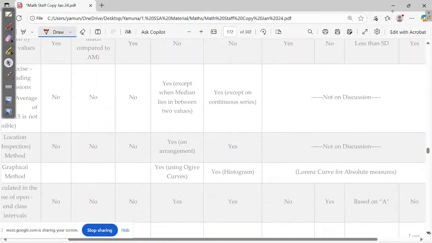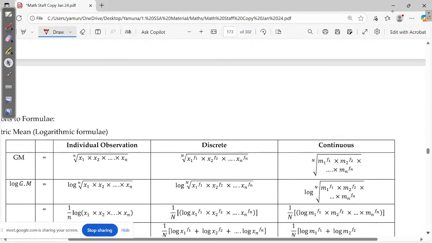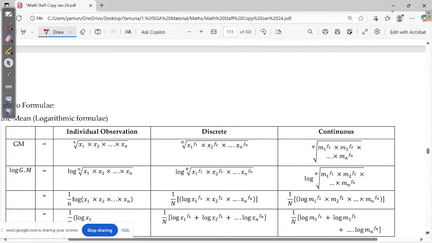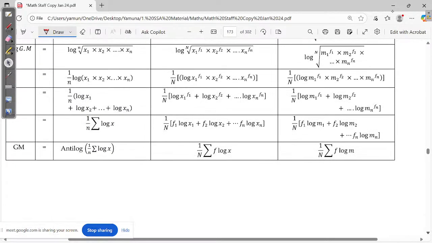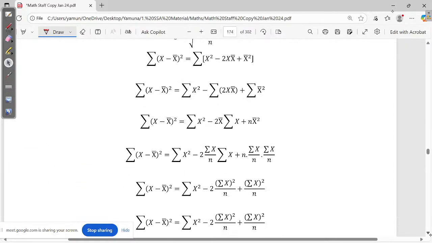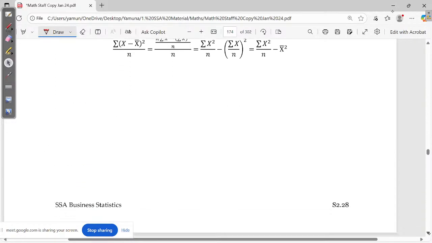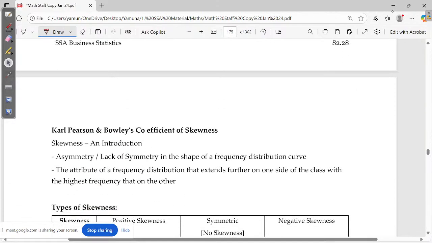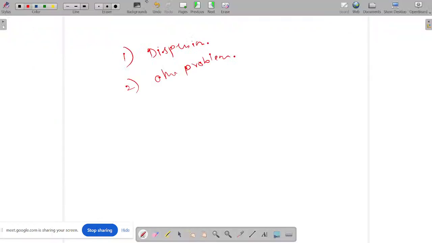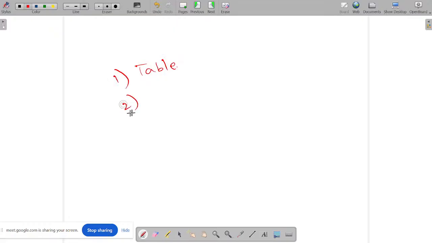The last content pending is this one. Probably I'm not going to discuss this today. I need half an hour to 45 minutes, so I'll take it in another class. The concept of Karl Pearson and Bowley's coefficient of skewness, I'll also discuss in the next class. From my side, what is pending is the 13 characteristics table, and under the other problems, problem numbers 10, 11, and 12. What is coefficient of skewness? These three concepts are pending.